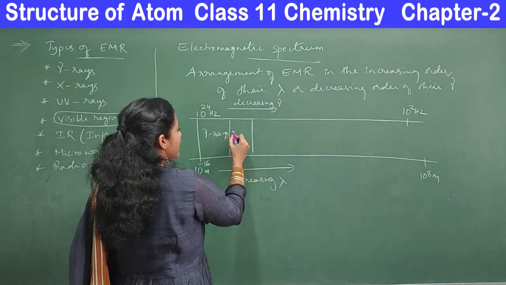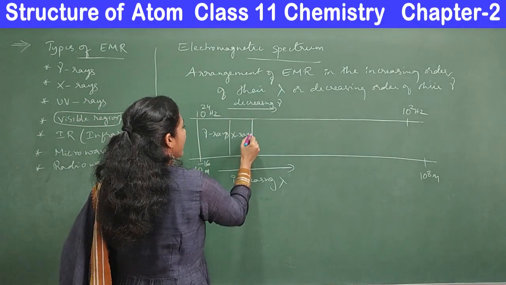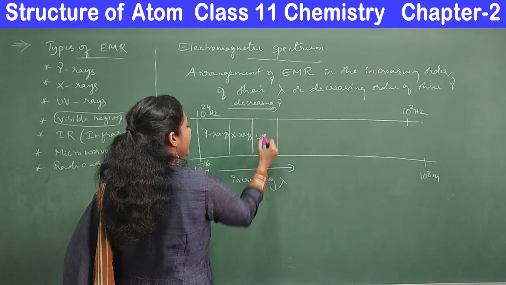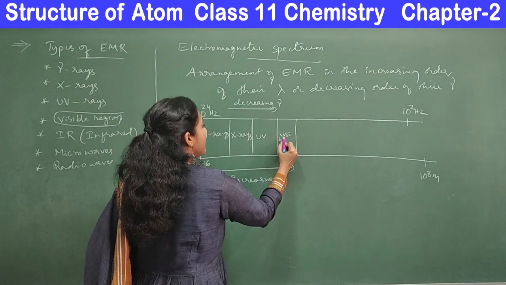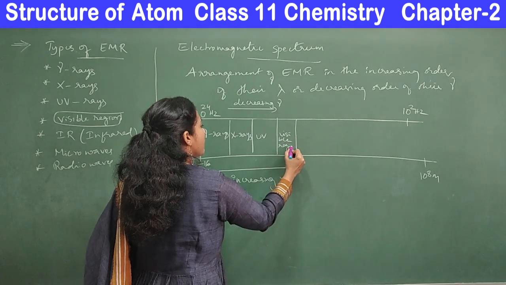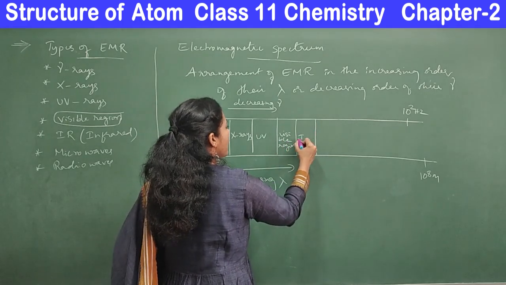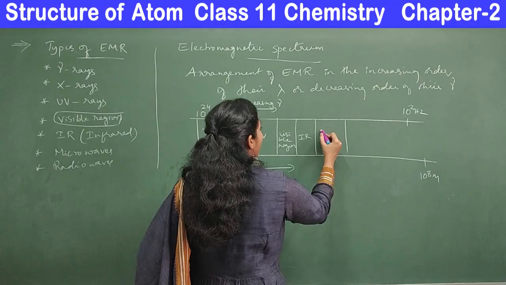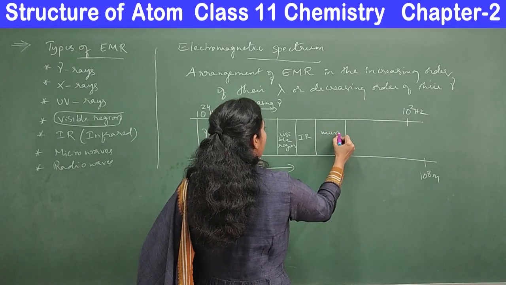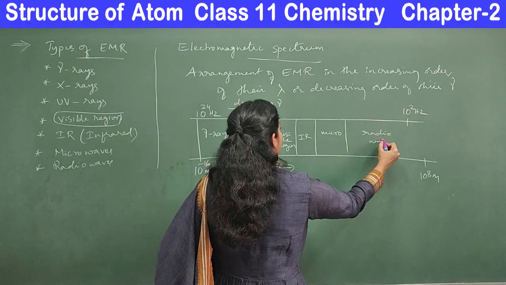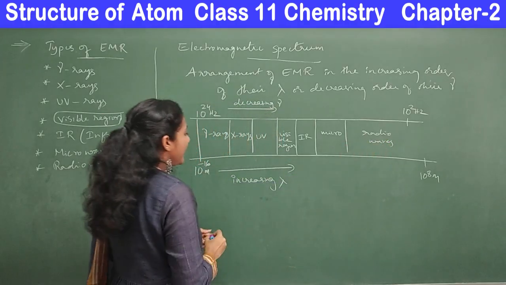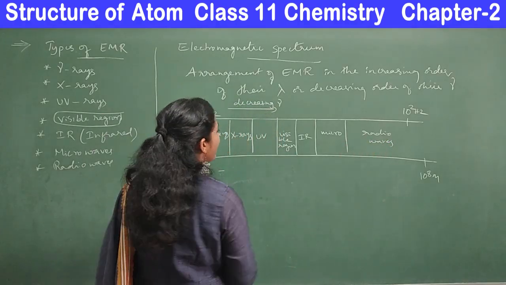And the next placed are X-rays. Next comes your UV radiation, and after that the visible region. Visible region is very, very important, and then comes your IR, and then microwaves, and then radio waves. Okay, clear?